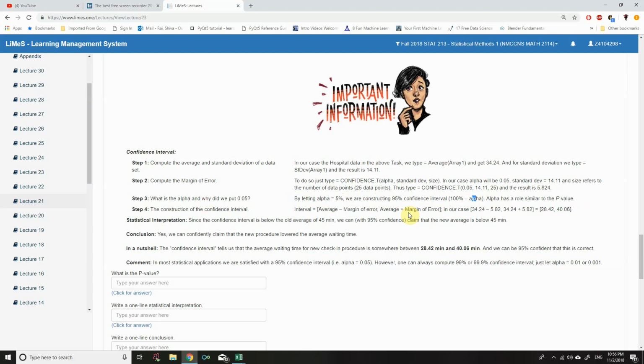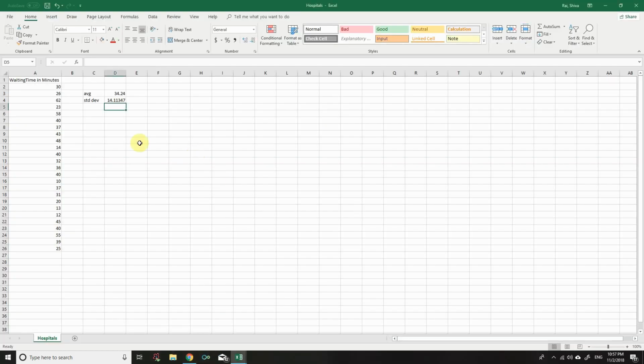Sometimes we might want to go for a 99% confidence interval. That's fine, but 95% confidence is good and acceptable. So alpha equals 0.05 in this case. So let us go for confidence, that's the margin of error. Margin of error, let me write ME.